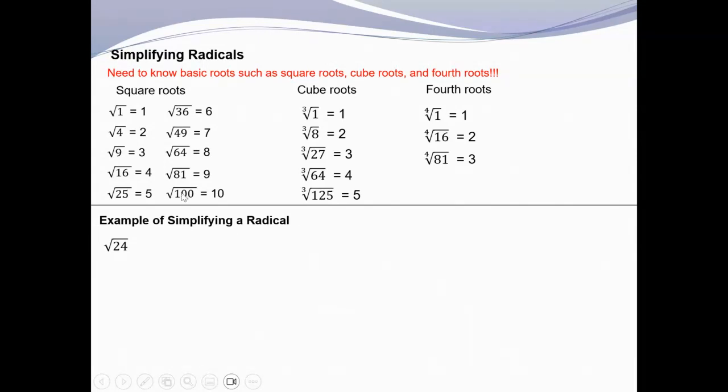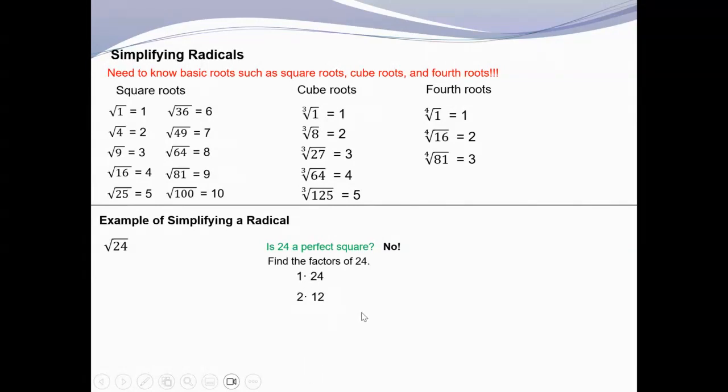Okay, is the square root of 24 a perfect square? You see, it's not. It's between 16 and 25. So how can we simplify this? We have to get all the factors of 24. Right, this is not a perfect square, so how can we get 24?